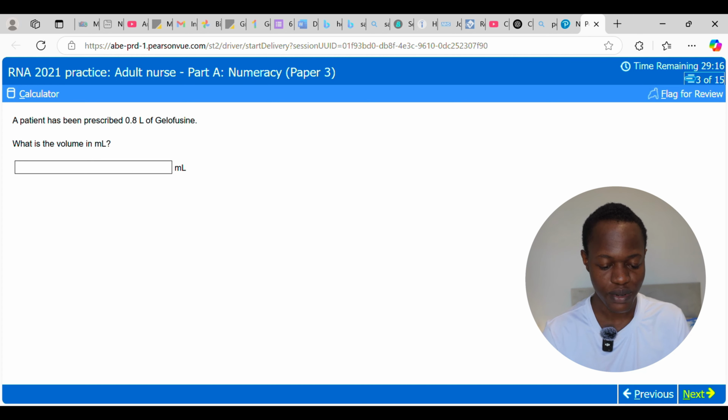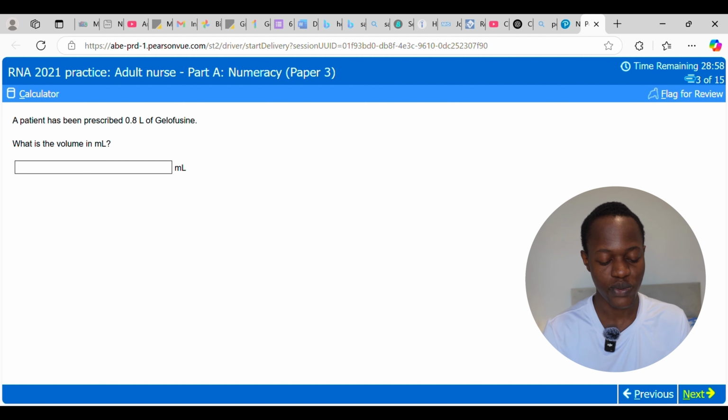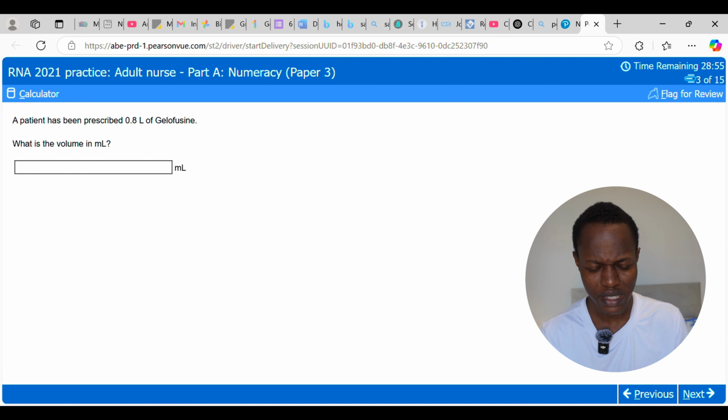A patient has been prescribed 0.8 liter of gelofusine. What is the volume in ml? We all know that 1000 milliliter is 1 liter. So 0.8 liters times 1000 gives us what? 800 ml. Isn't that too much though?